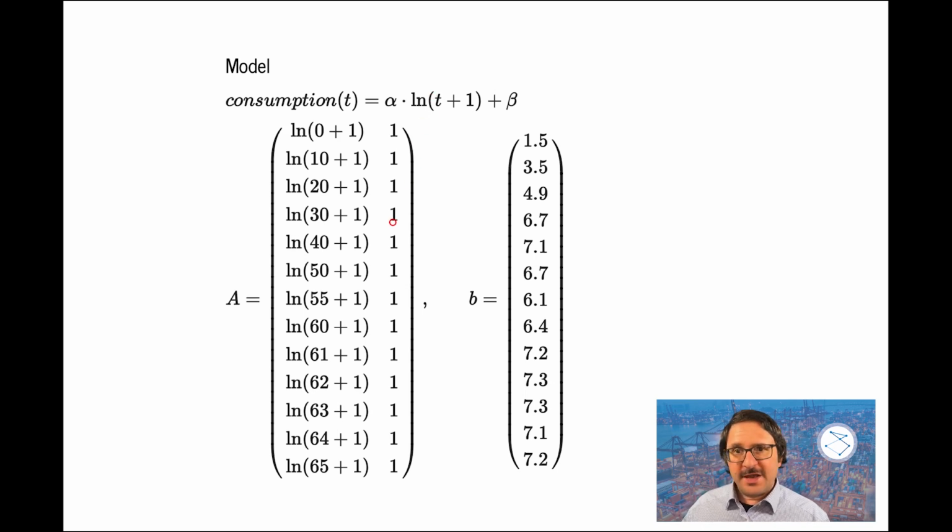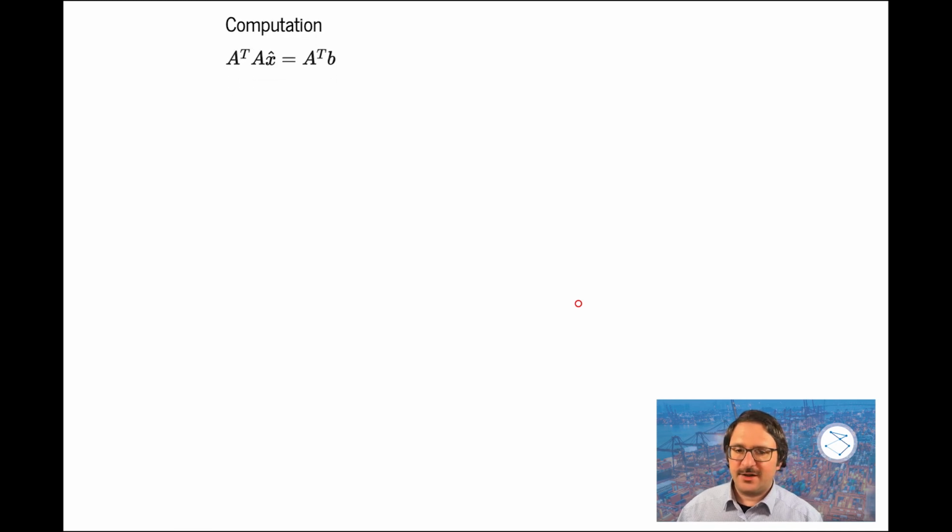So what's the matrix corresponding to this? Well, simple. Alpha, this first parameter, corresponds to the first column. And in that first column, we simply have this expression here for all the t's. So here is ln(0 + 1), ln(10 + 1), ln(20 + 1), and so on. And beta corresponds to the second column. It enters every equation with a factor of 1, right? So that's the corresponding matrix. The right-hand side is again b. And the computations are again the same. We still need to solve this equation here.